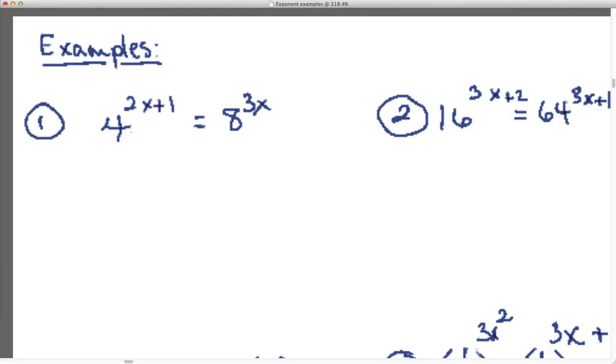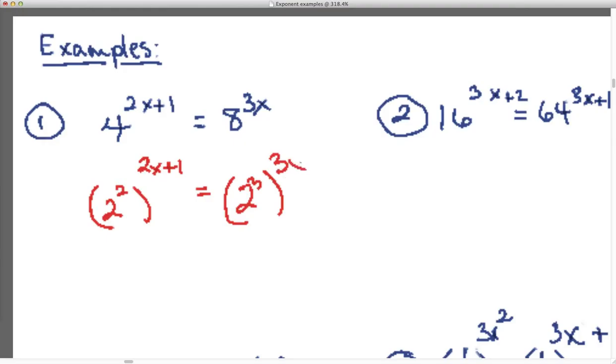Basically what we've got going on here is we have to try to find the same base. So can I write 4 as some number raised to a power and 8 as that same number raised to a different power? In this case the answer is yes. 2 to the second power is 4 and 2 to the third power is 8. And if I bring their exponents along for the ride, we get this next step.